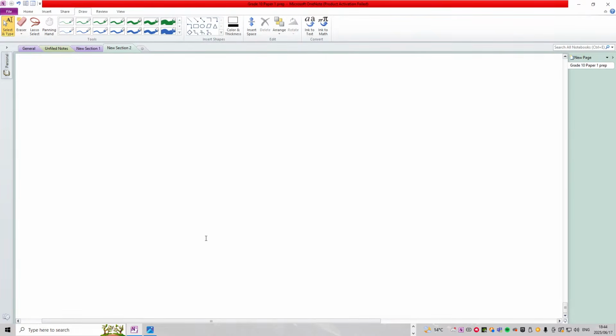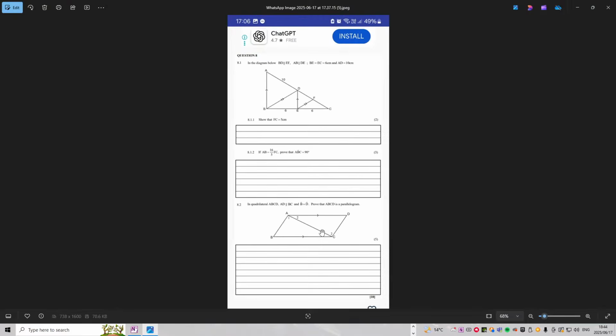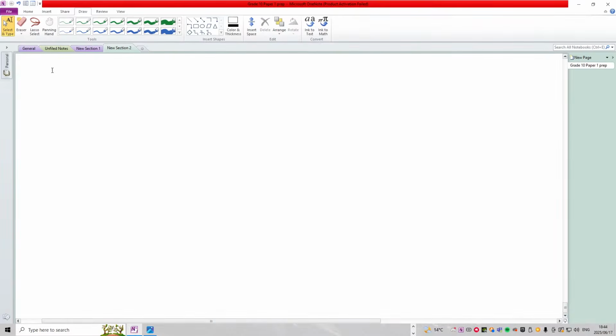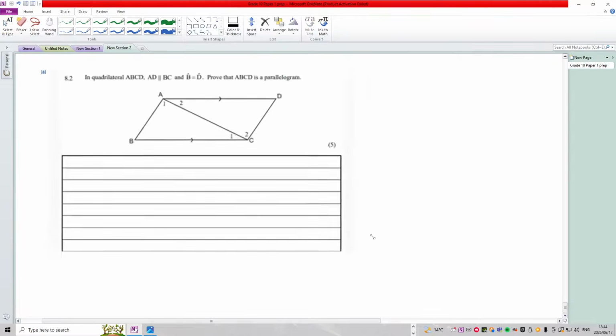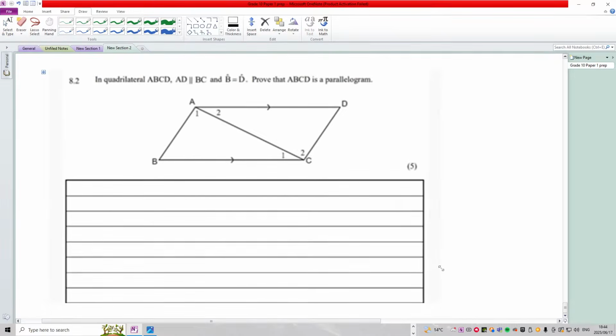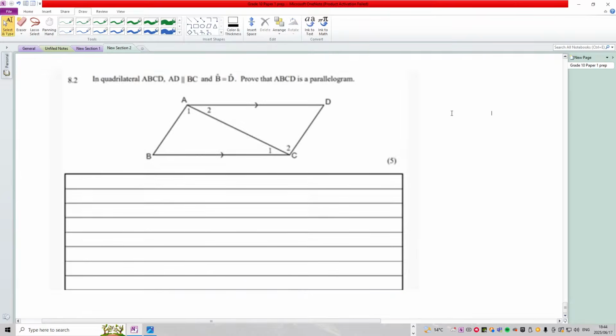The next question. I hope you can see here. In quadrilateral ABCD, AD is parallel to BC and angle B is equal to angle D. So I say that angle is equal to that angle over there. Prove that ABCD is a parallelogram.